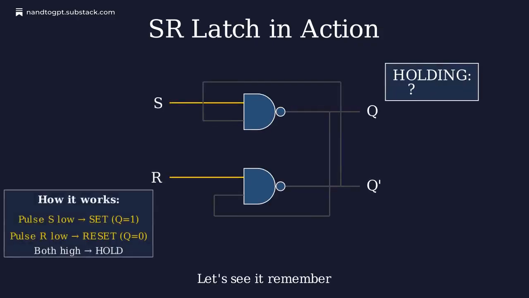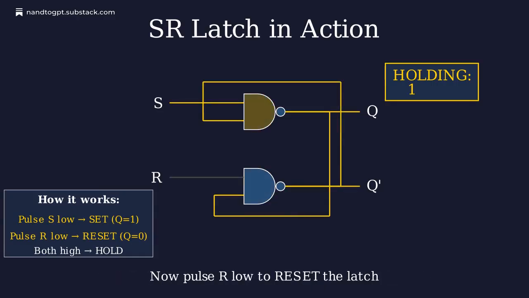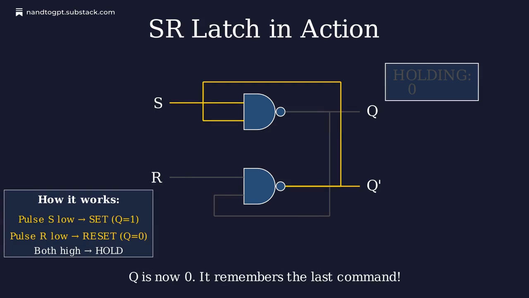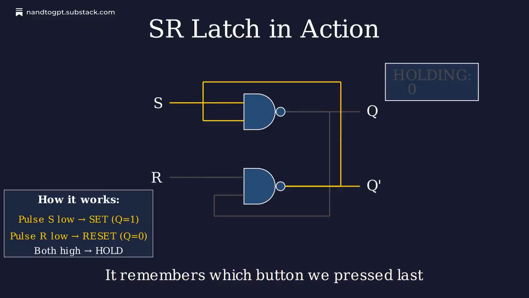Let's see it remember. First, let's pulse S low, which means setting S to 0 to set the latch. Q becomes 1. Now let's release S back to high, which is setting S to 1. Q stays at 1. To reset, we pulse R low, which means setting R to 0. Q becomes 0. It remembers the last command. We just built a 1-bit memory. It remembers which button we pressed last.